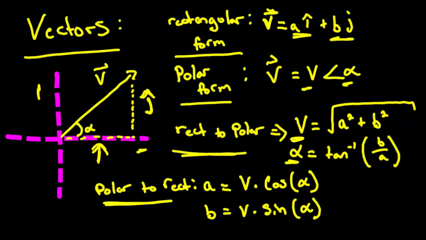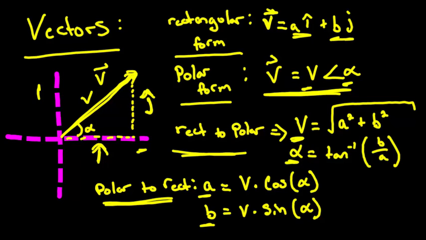Now if we have the polar form, and we want to transition to the rectangular form, what we need to do is find our x component and our y component. In order to do this, we take v, the magnitude, which is essentially the length of this line, and then we multiply it by the cosine of alpha.